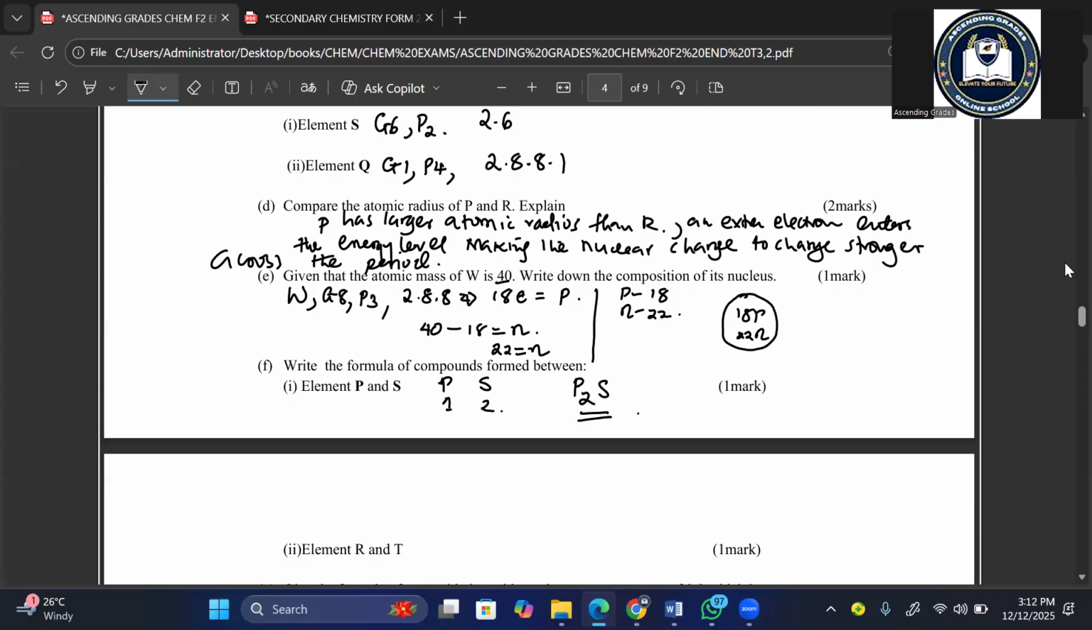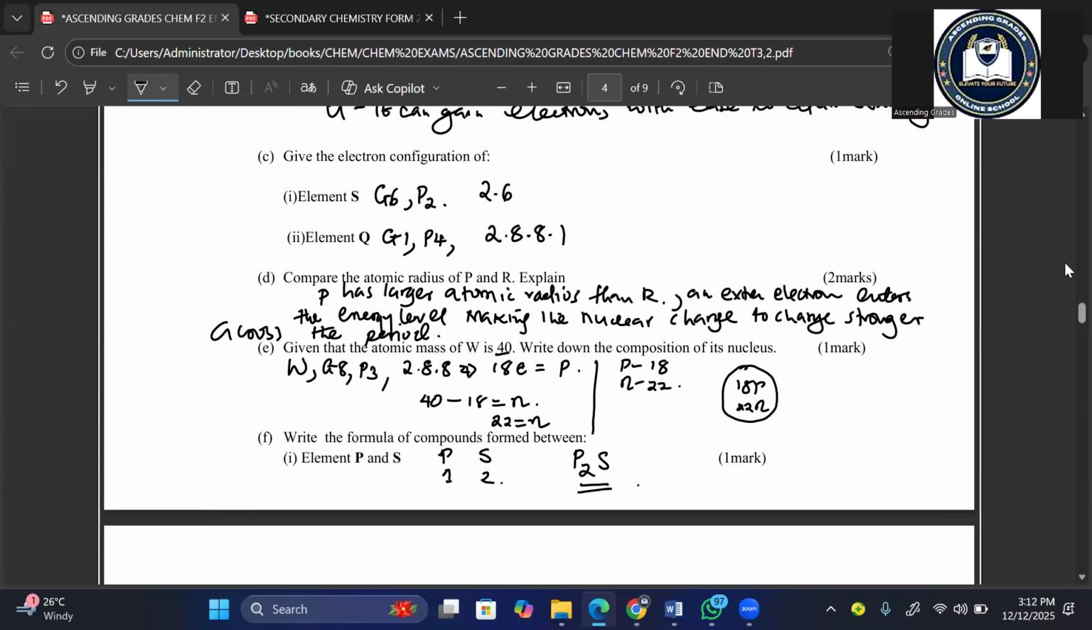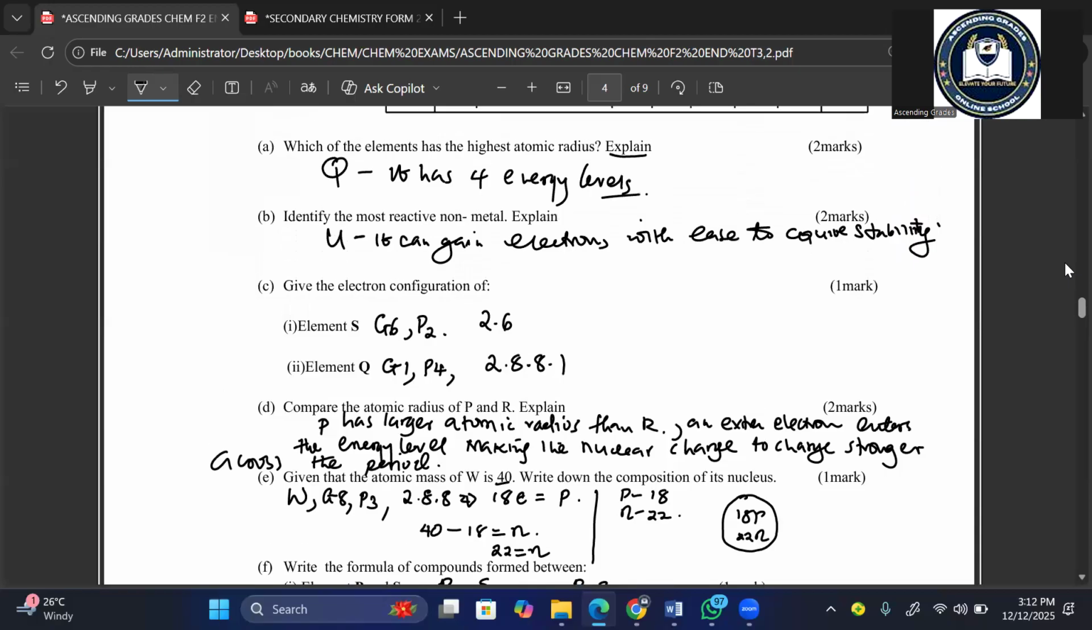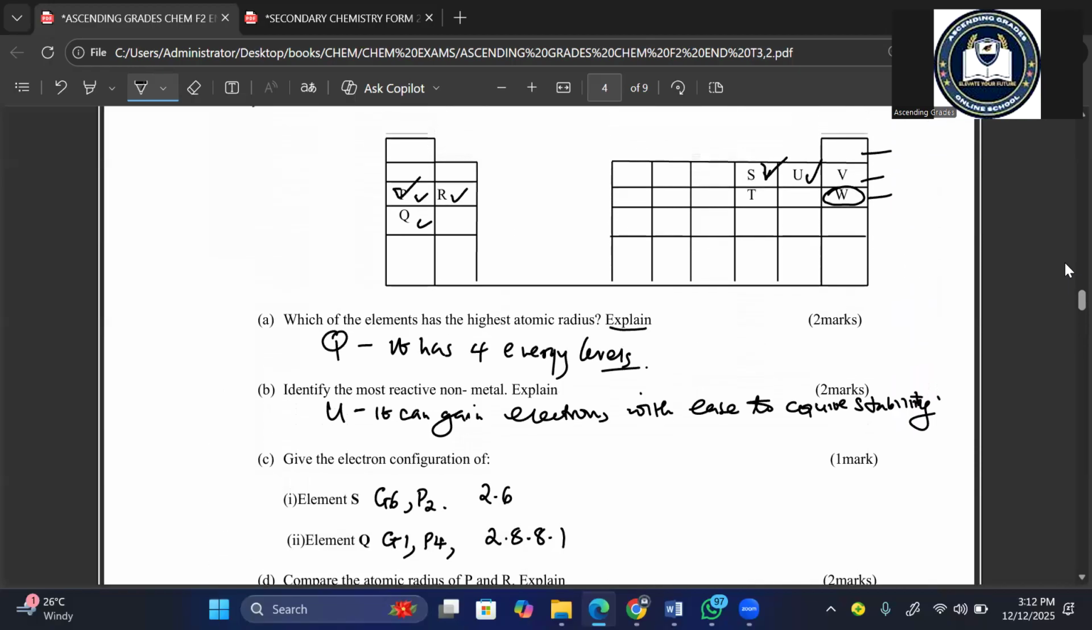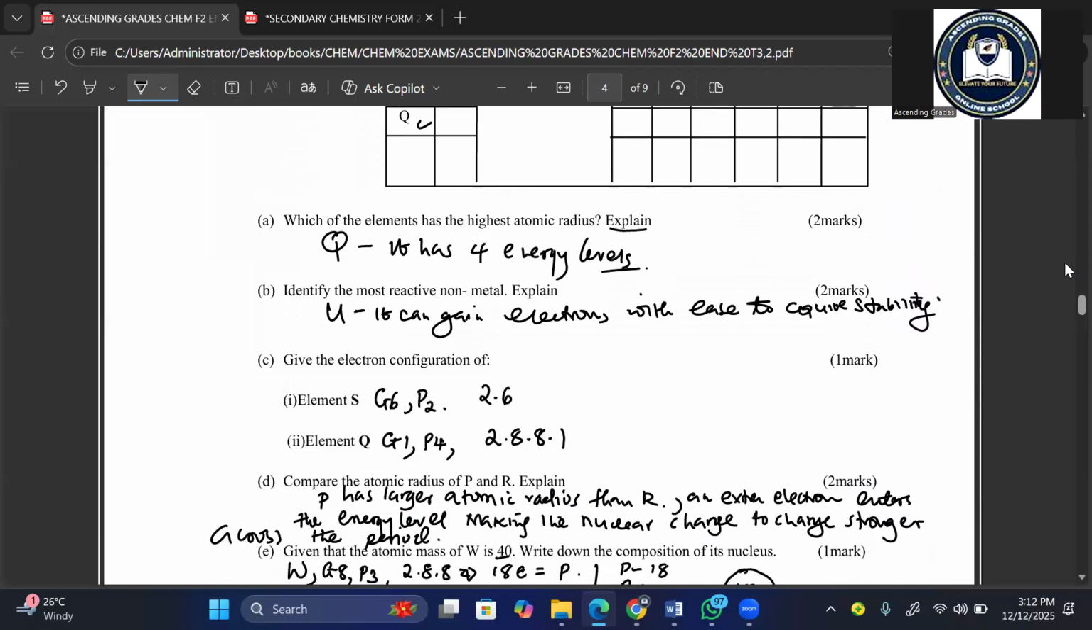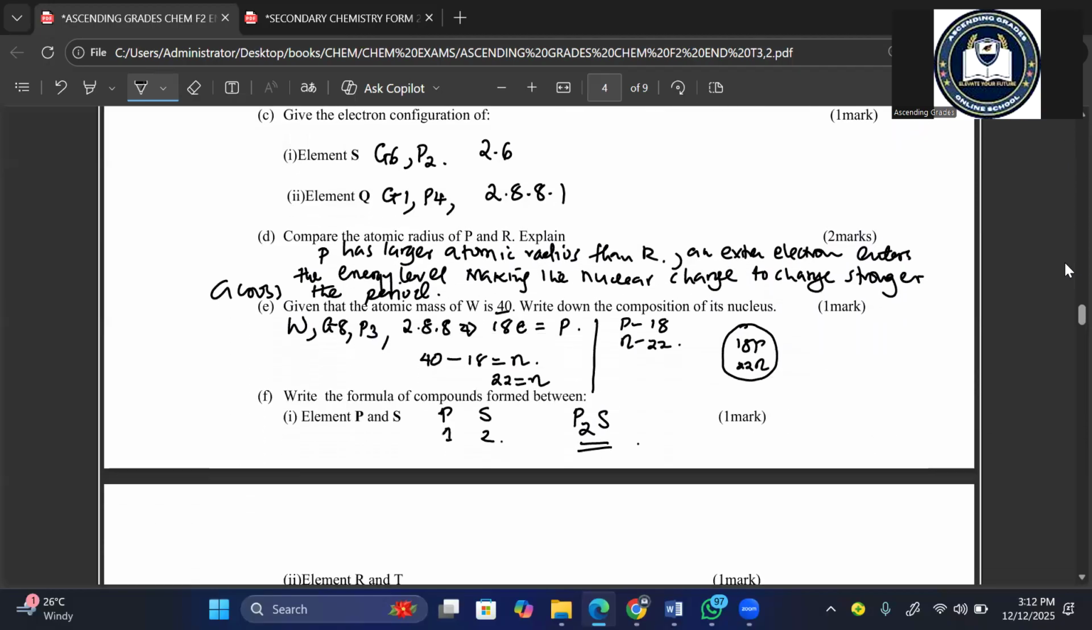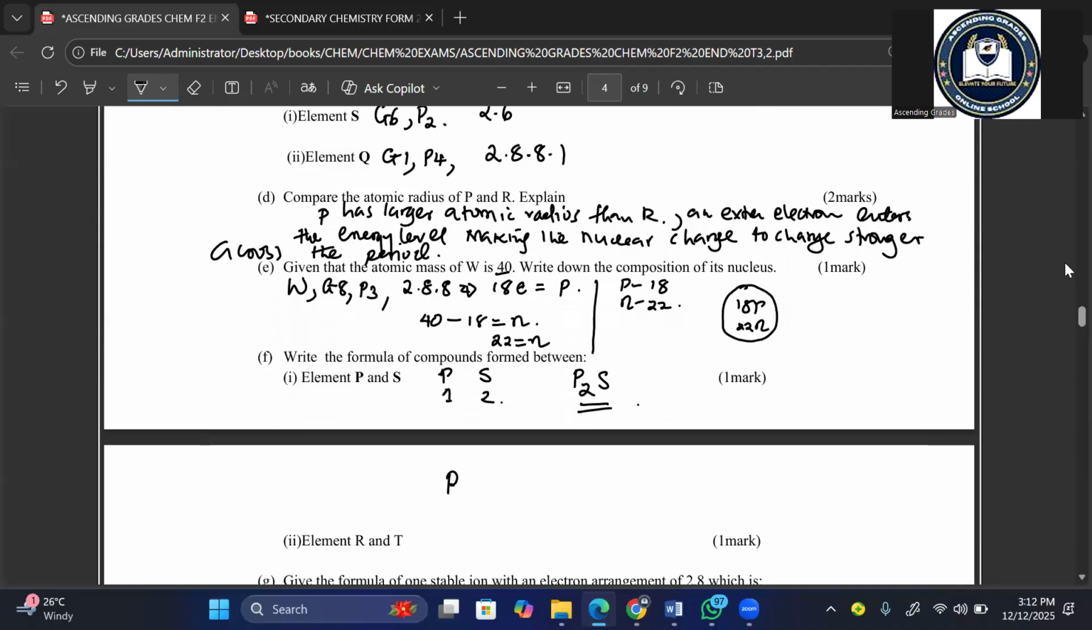Then we have R and T. We get back to the table. R is in group 2, and T is in group 6. So R in group 2 has valence 2, and T in group 6 still has valence 2. They exchange their valences and you get RT.